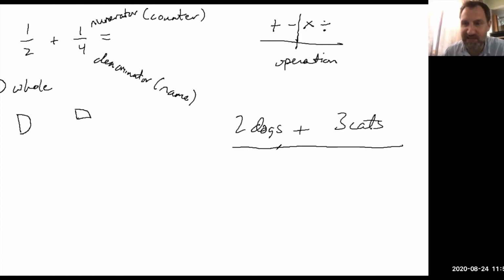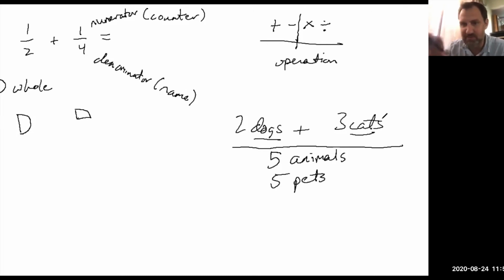I could put these together. It's not a problem for me to put them together, but I have to change the name, right? Because dogs and cats are talking about different things. And addition and subtraction doesn't make sense if you're talking about different things. 2 animals and 3 more animals is 5 animals, right? So the same thing happens with fractions. It's more complicated because it involves mathematical thinking. I can't just change the name to whatever I want, but that's the concept.